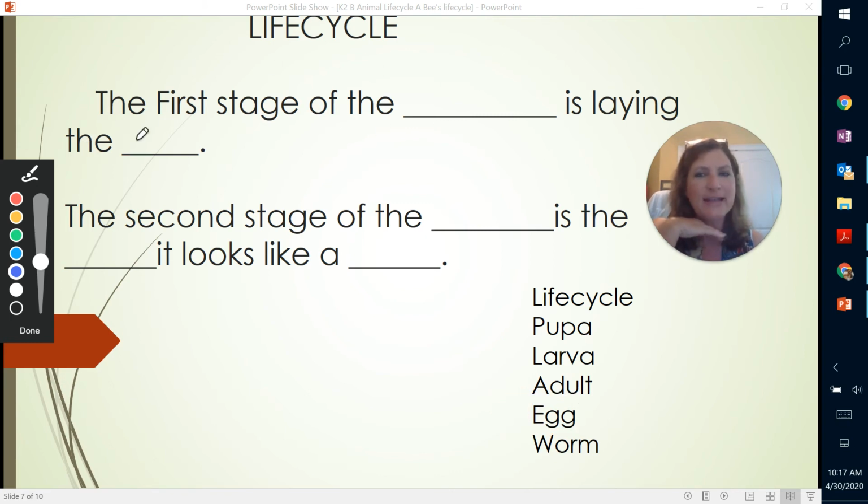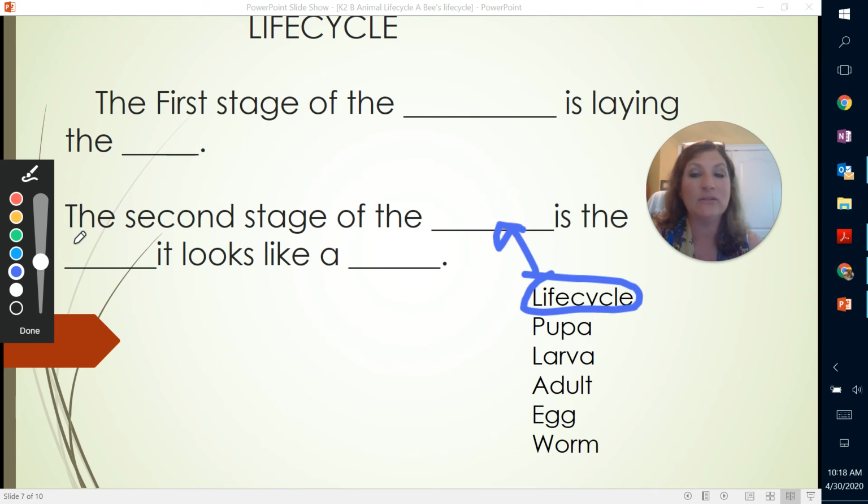Okay, let's do the next sentence. The second stage of what are we talking about again? The life cycle. Now, this is not just for bees. We did read that, but remember, it's a lot of the animals that you can learn about the life cycle. We learned in class about the butterfly, we learned about the frog, and we learned about the bee. The second stage of that's right, life cycle, that would go right there.